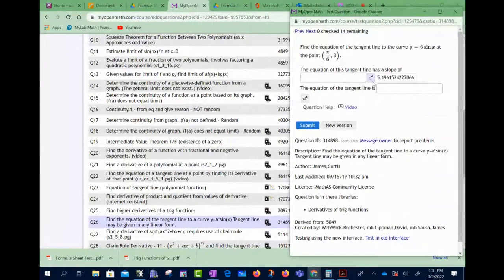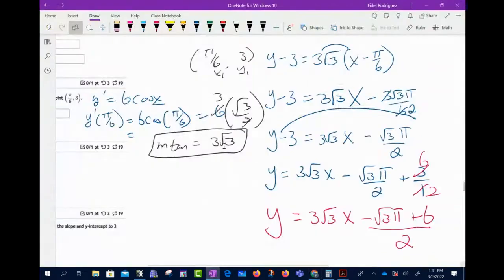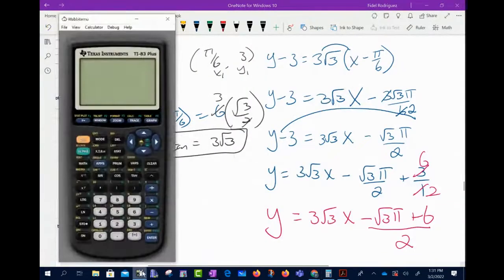Okay, so they're using decimal approximation. So you can do this as a decimal. If you wanted to, instead of writing square root of 3 over 3, you could grab your calculator, 3 square root of 3, close it off. There's the 5.1. You see what I'm saying? So that's how they're entering it in.